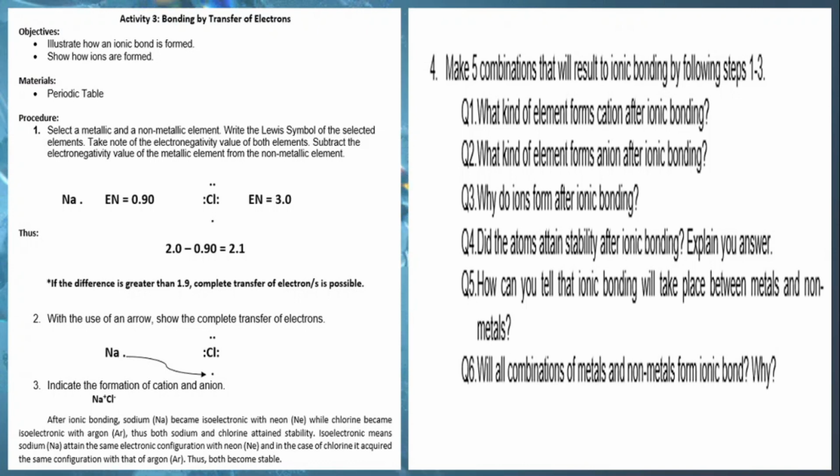And last question, question number 6. Will all combinations of metals and non-metals form ionic bond? Why?